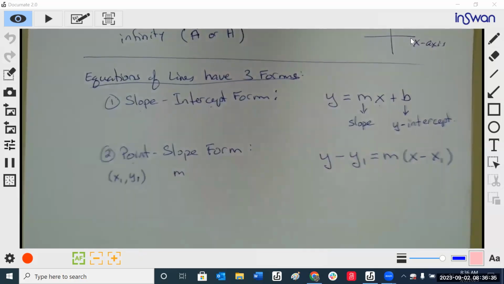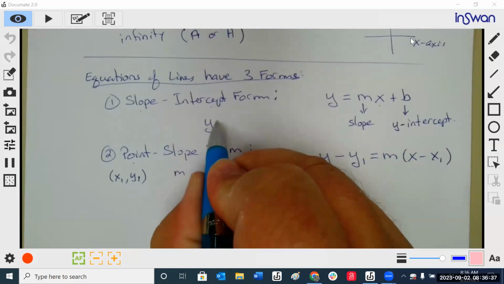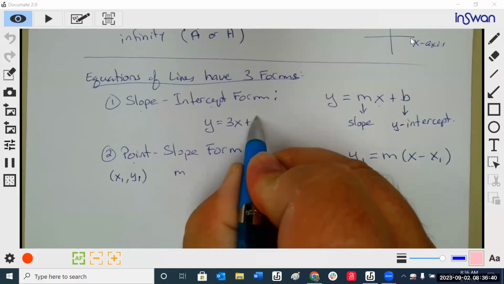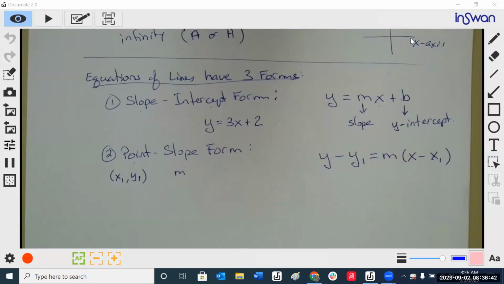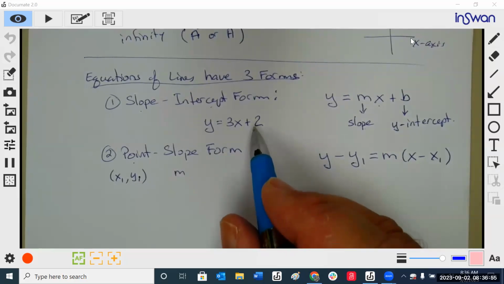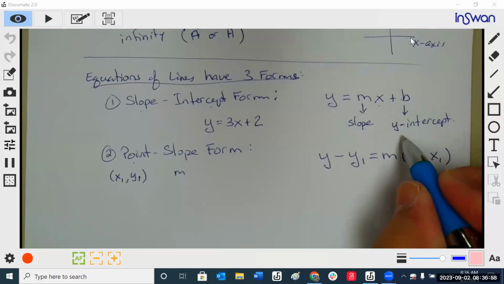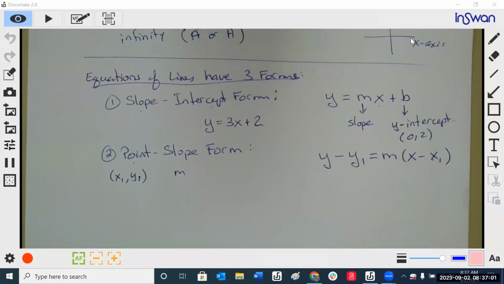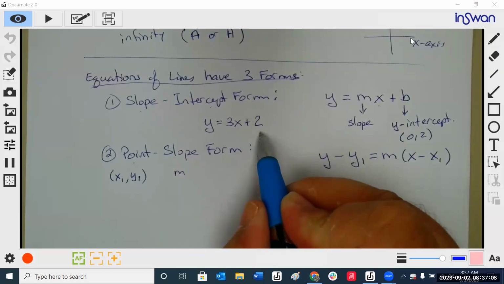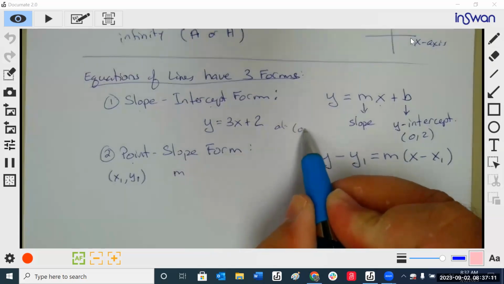Okay, so look at some examples here. For the first one, if I give you y equals 3x plus 2, what can you tell me about that line? The y-intercept. Now, if I say the y-intercept is 2, what location is that? 0, 2. Because the y is up and down. There's nothing on the x. It's up and down. So the location of the y-intercept is at 0, 2.